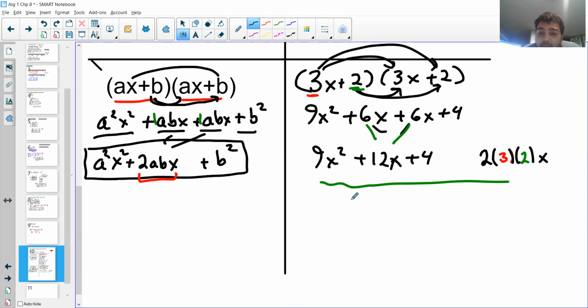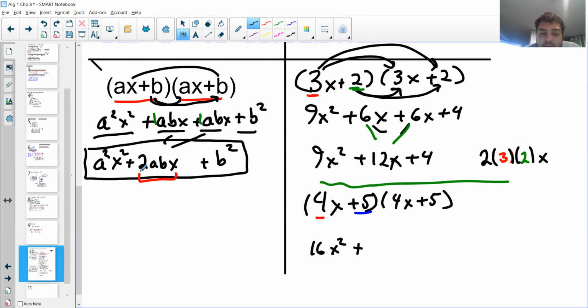All right, we'll do the same thing. Let's do 4x plus 5, 4x plus 5. Here, I'm going to use the shortcut on purpose. So sometimes it helps just to identify my a is 4 and my b is 5. So 4 times 4, a squared. So 4 squared is 16 x squared.